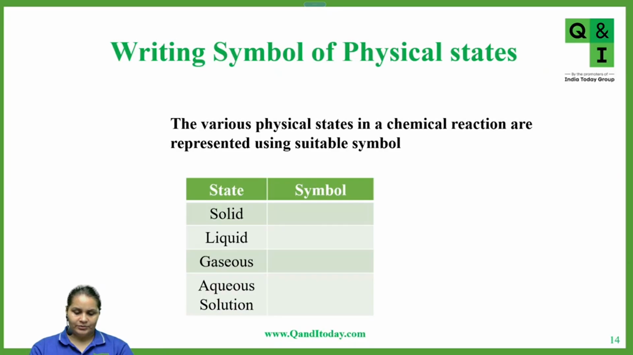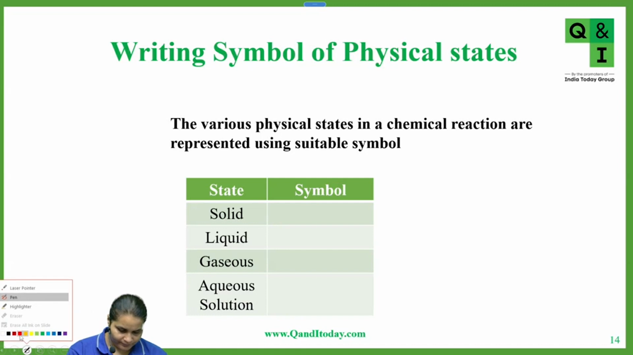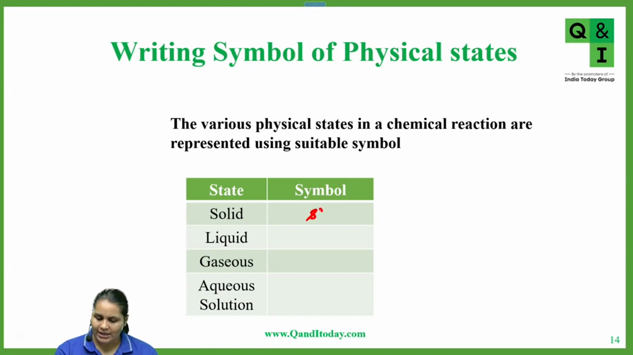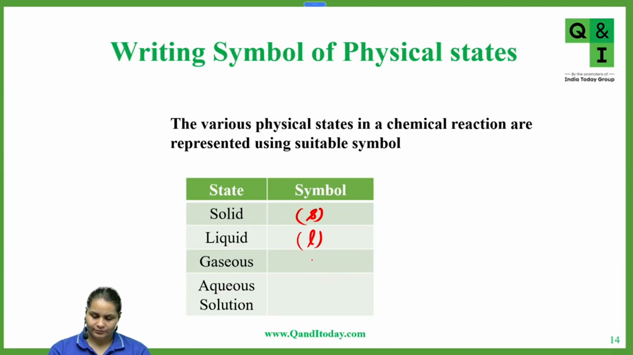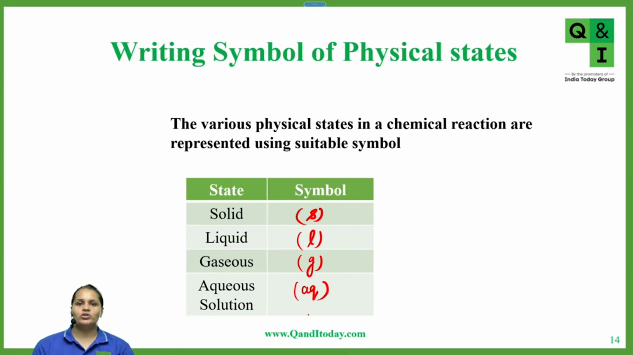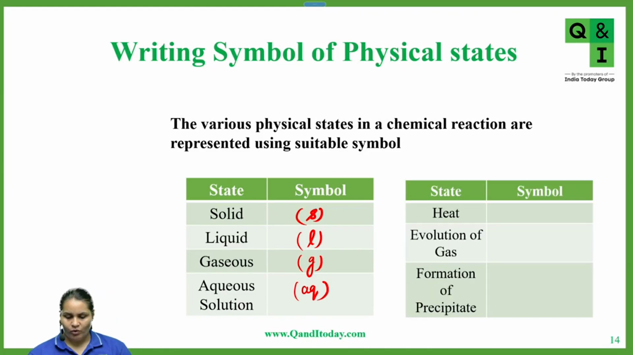After that, this is something you should know. What is the symbol for solid state? Small s in bracket. For liquid? Small l. Gaseous? Small g. Aqueous? Small aq. So aqueous means solution in water.